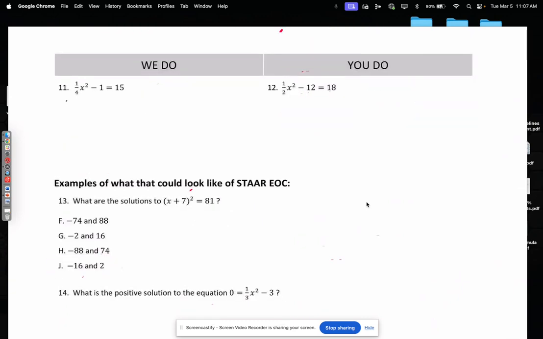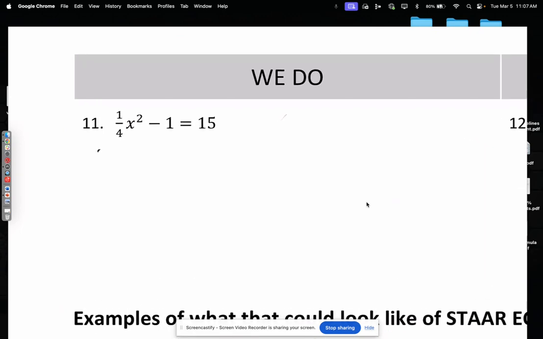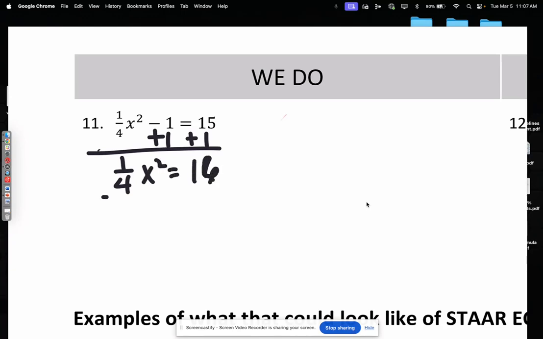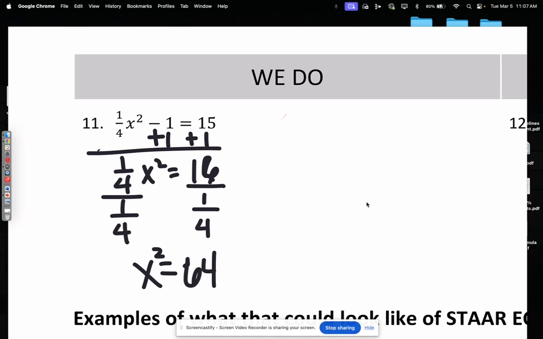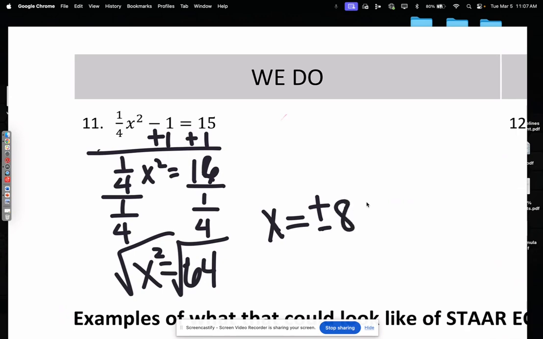All right, these last two, we're going to add our 1. Now, I know this is a fraction, so don't freak out about that. You can do fractions in your calculator. 16 divided by 1/4 is 64. You can do that in your calculator. Take the square root, so x, remember, is a positive 8 and a negative 8.